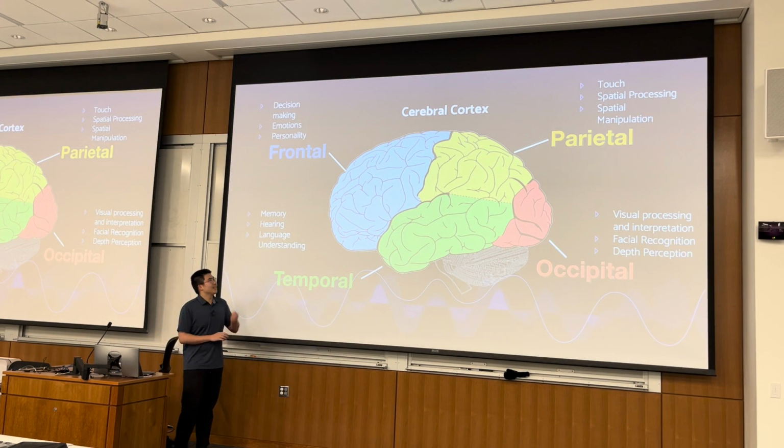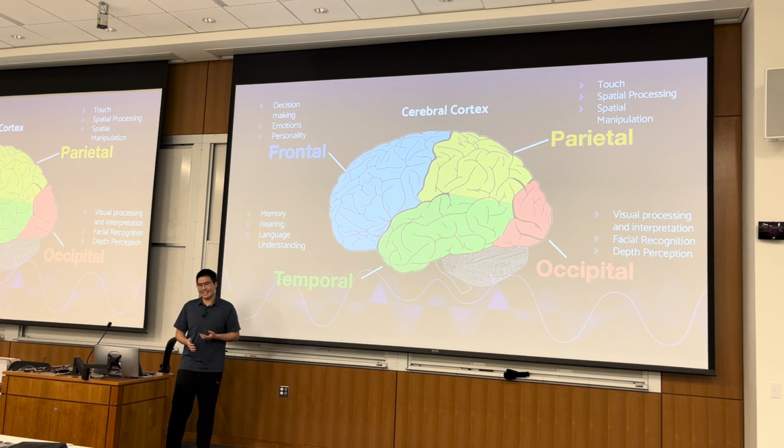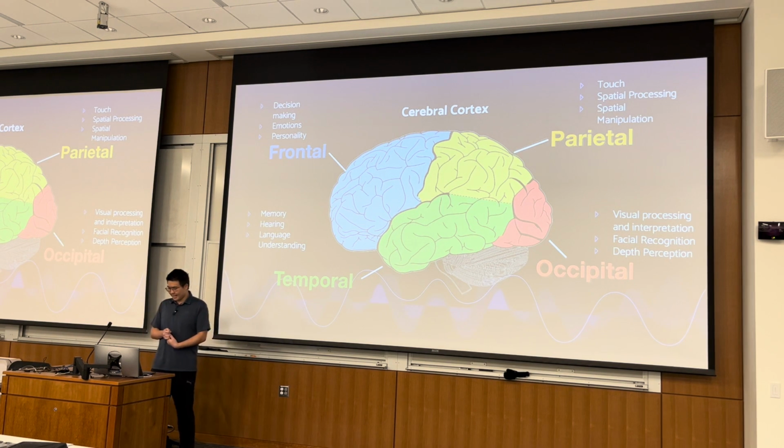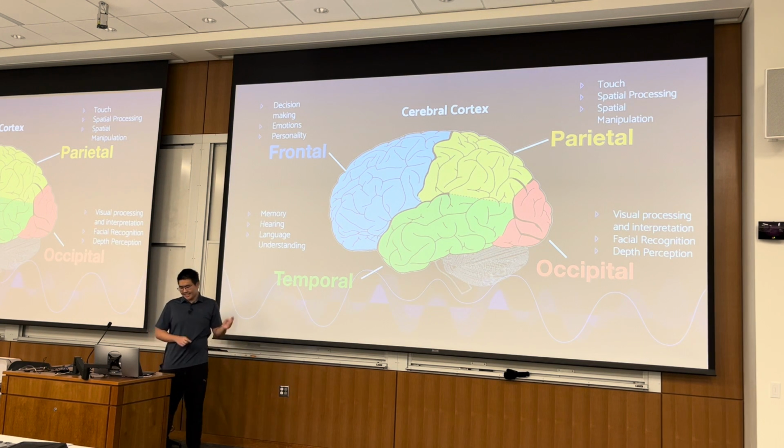And then we have the cerebral cortex, which has a few parts and deals with really complicated functions. Let's start here, the frontal. This is your thinking part. All your thoughts and cognitive task processing, they're in the frontal part of your brain. Also decision making, your emotions, and your personality. This is all your thinking part.